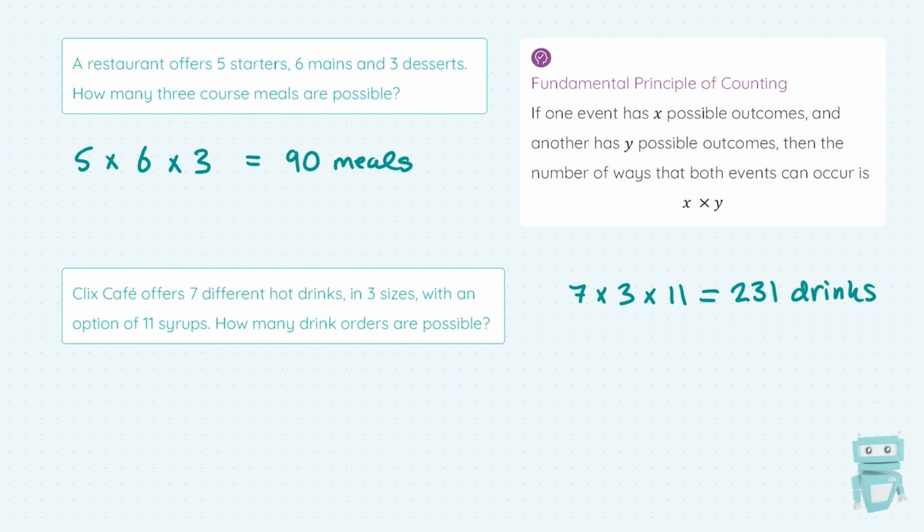And I'm always amazed by the size of these numbers. Like if you go into a cafe to order a coffee, you don't think there's going to be like 231 different options to make. I find it mesmerizing.